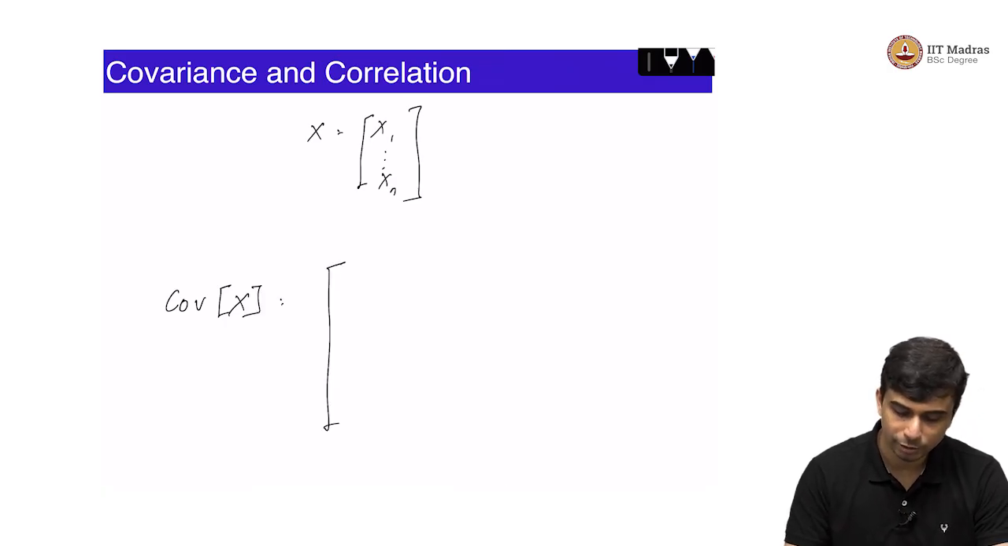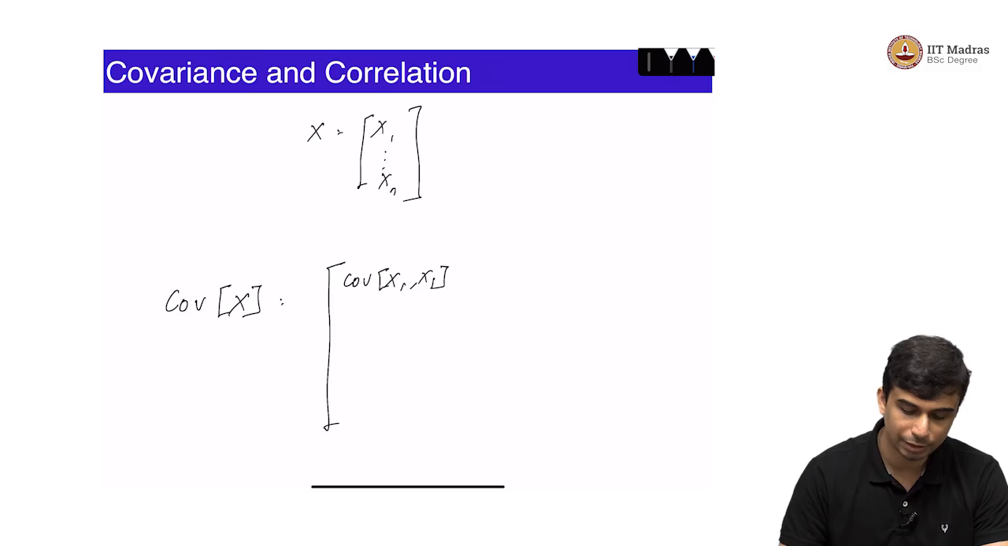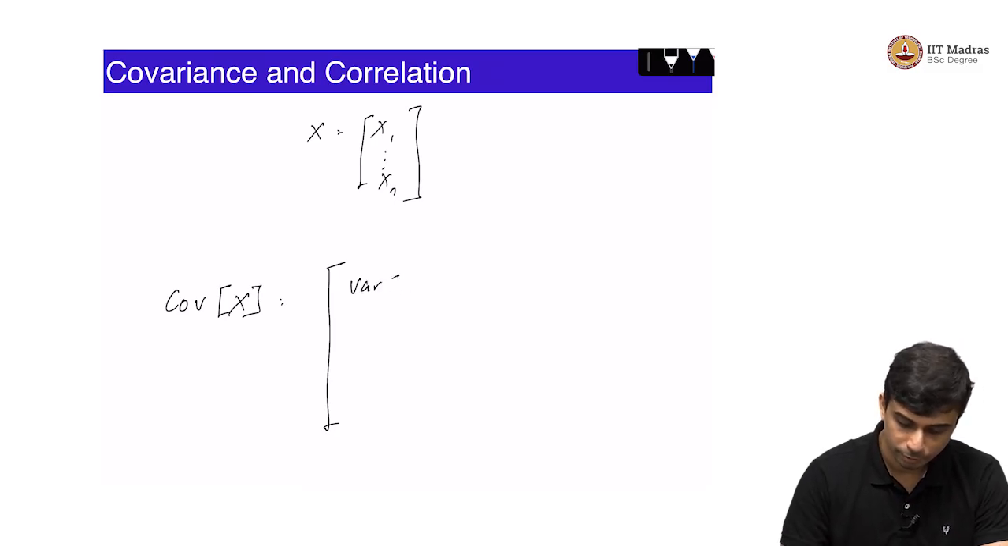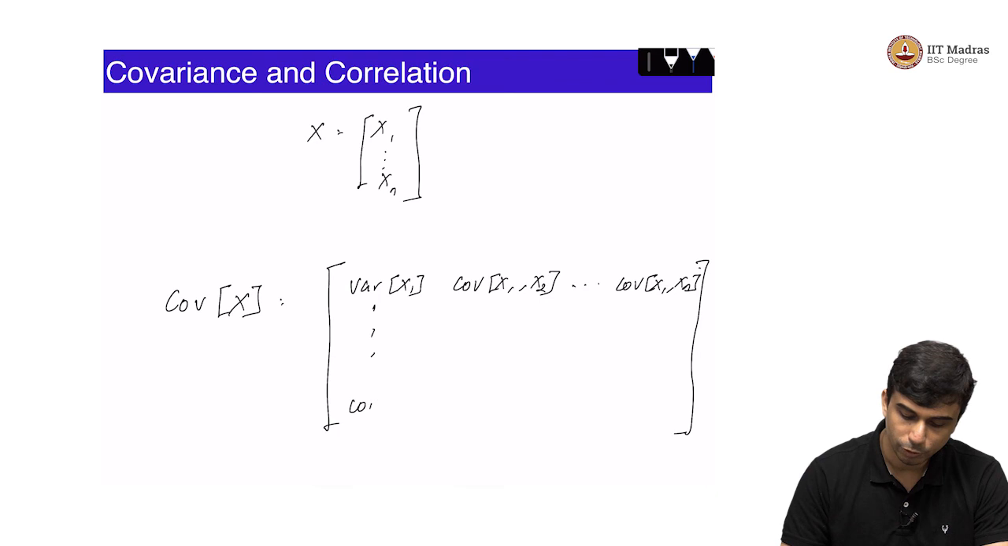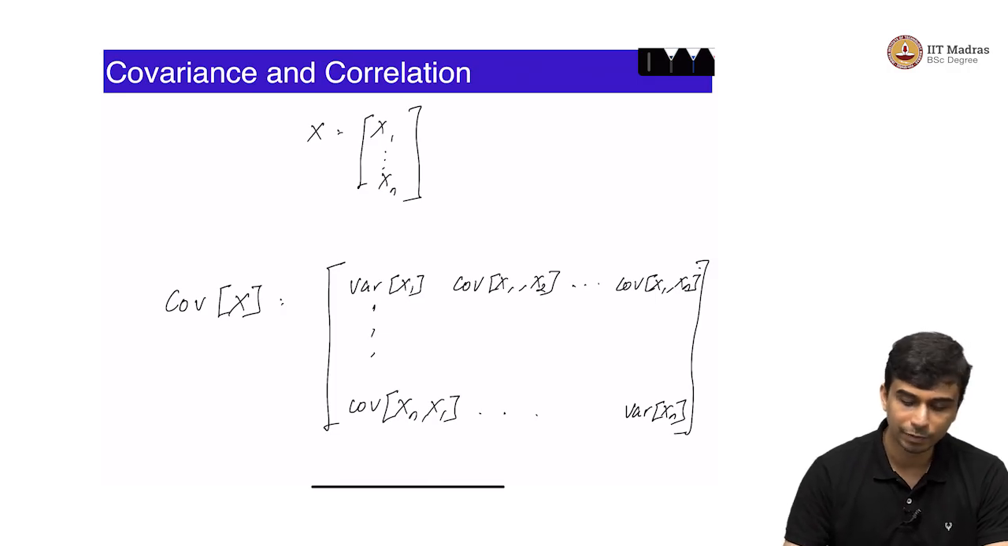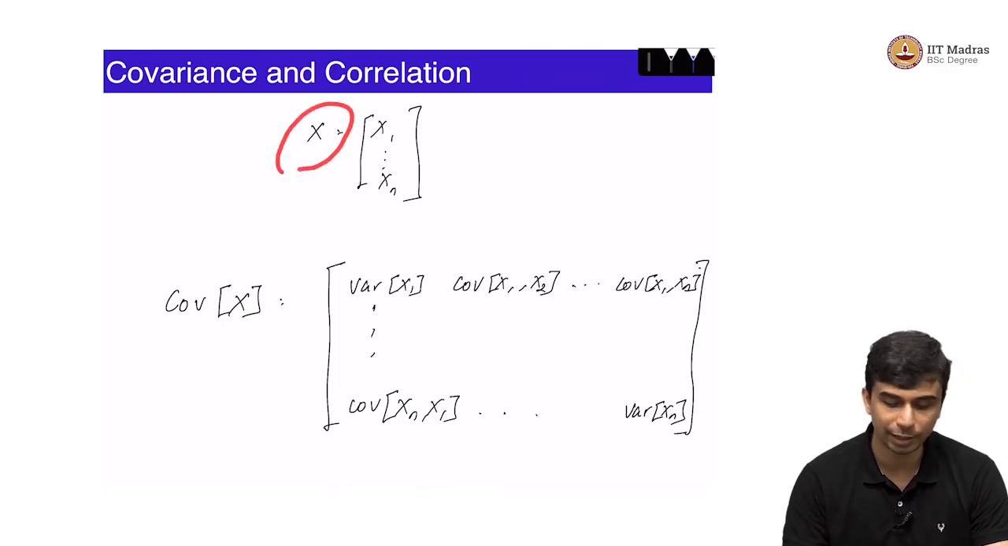Now, you have an n cross n matrix where the first element is covariance of x1 comma x1. We have already seen that covariance of x comma x is exactly equal to the variance of x. So, the first element is variance of x1. The second element is covariance of x1 comma x2 and so on. You have covariance of x1 comma xn, this is the nth element, and you can go all the way. This would be covariance of xn comma x1. You have covariance of xn comma xn, which is variance of xn. So, this is an n cross n matrix where the i comma jth entry is the covariance of xi comma xj.